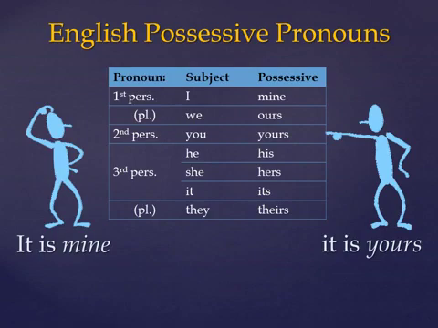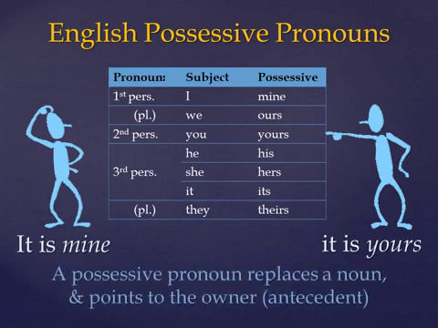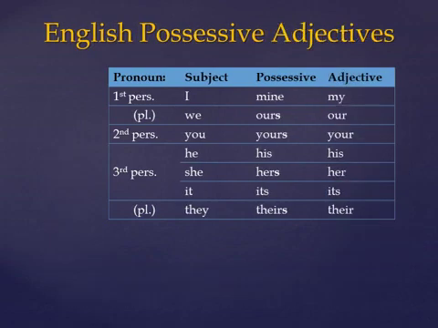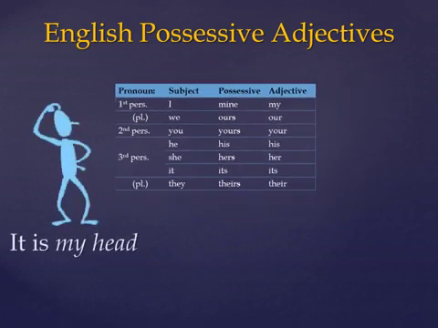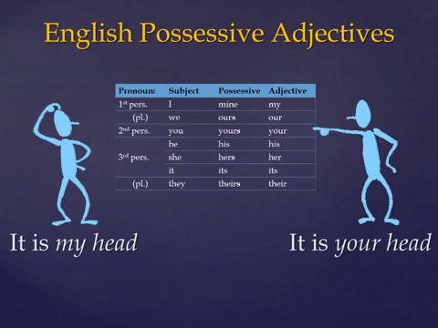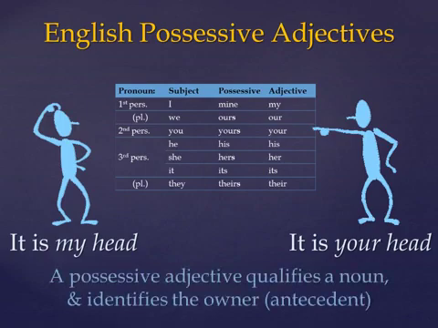Now we have to be careful because in English, possession is indicated in two ways. One is through the use of pronouns and the other is through the use of possessive adjectives, and in English they're very similar. So a pronoun replaces a noun and points to the person who is the possessor, whereas a possessive adjective qualifies a noun by identifying the owner. In English, they are words like my in first person, your in second person, and his, hers and its in third person. The important thing to note is that they modify another noun.